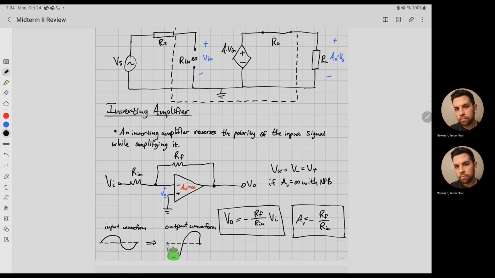Notice that it inverses the polarity of the waveform, meaning that this is positive first and then this is negative. So it basically flips the polarity of the waveform. But it's also an amplifier, an inverting amplifier, so it actually amplifies this output as well. This is a very small amplitude, and this is amplifying it, right? So that's exactly what it's doing. That's what this circuit does.